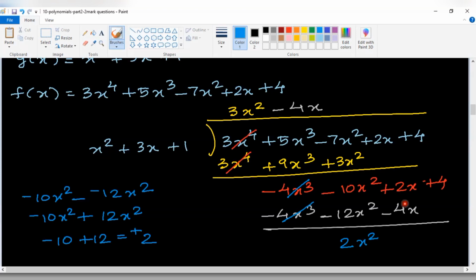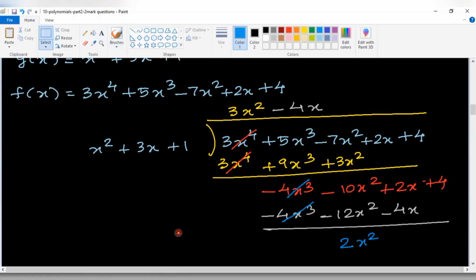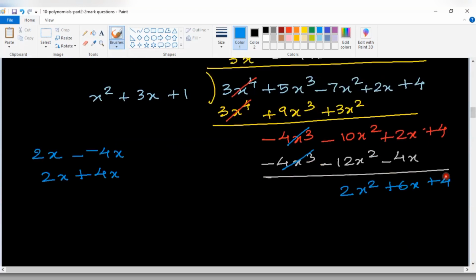Then next is 2x minus minus 4x. See, we have to pay more attention to those signs, positive and negative things. So 2x minus minus 4x. When two negatives are coming together, it is positive. So plus 4x, and here 2x plus 4x, that is 6x. Okay. Next, we have to take down the last term, that is 4.